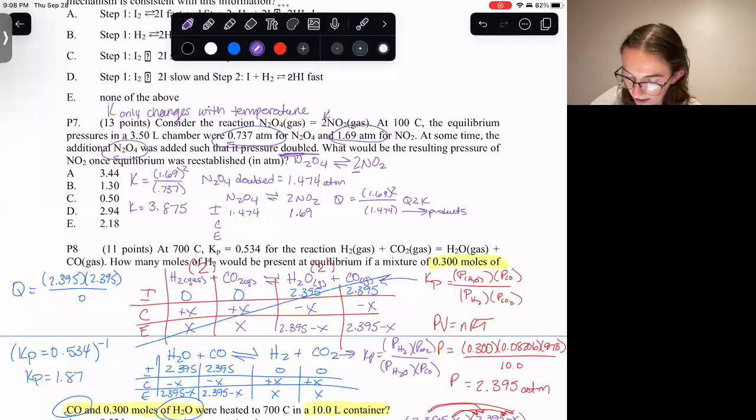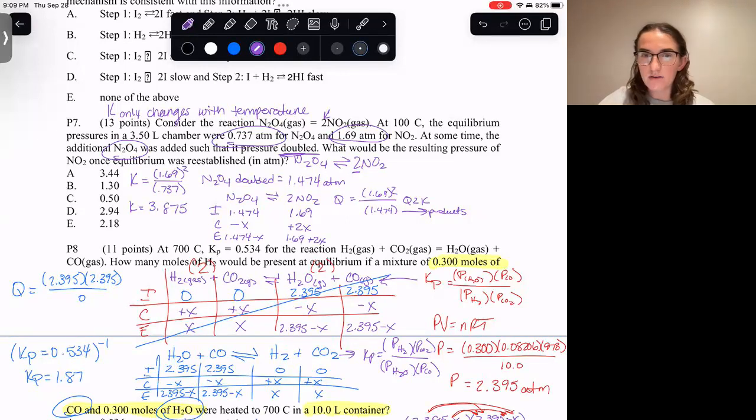Close. Change is just going to be minus X because we just have a 1 in front of the N2O4. And then the NO2, that's where it's going to be the plus 2X. So at equilibrium, we have 1.474 minus X, and 1.69 plus 2X.